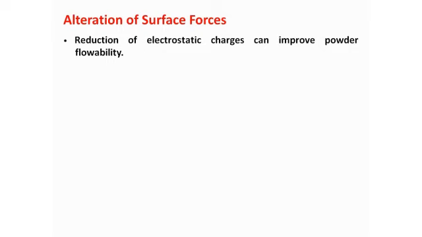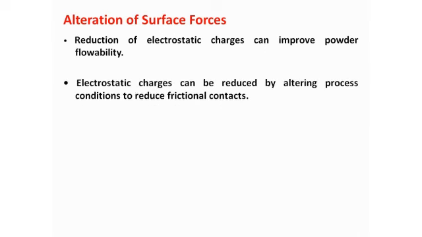Then the next thing is the alteration of the surface forces. So you see how you are going to alter the surface forces. Number one, reduction of electrostatic charges can improve the flow property of the powder. So you have to reduce the electrostatic charge present over the surface of the powder. How can it be reduced? By altering the process conditions to reduce the frictional contacts. So during the preparation of the powder, if we make some modification, then the electrostatic charge present on the surface of the particle can be reduced, right?